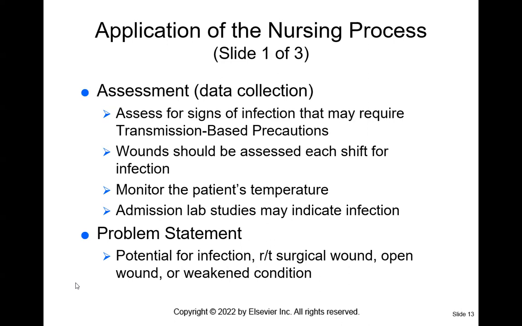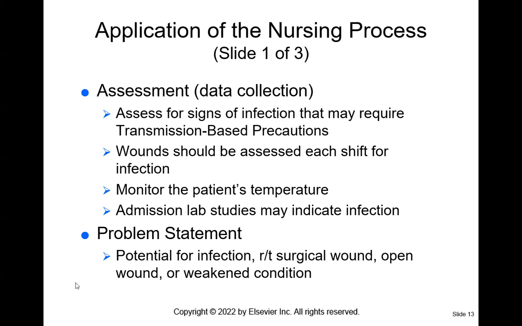We are assessing for any signs of infection that might require transmission-based precautions. We're looking for wounds. We're looking at the patient's temperature. Okay, we're looking at lab studies that indicate infection. So that's going to be your white blood cells if that's elevated. We're looking at their iron. If a patient's iron is low, that's a sign that they may have a chronic infection, right? So all of those things are things that we should be looking at, again, using our critical thinking.